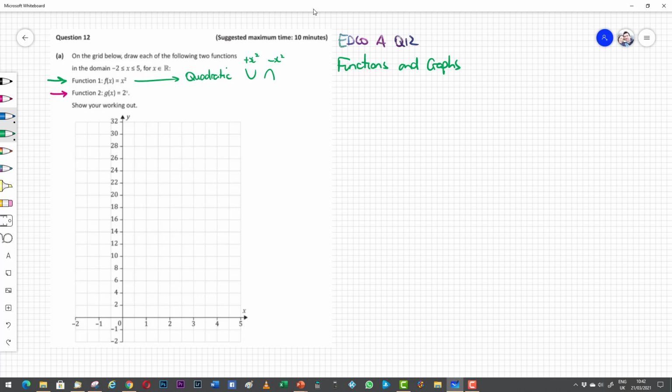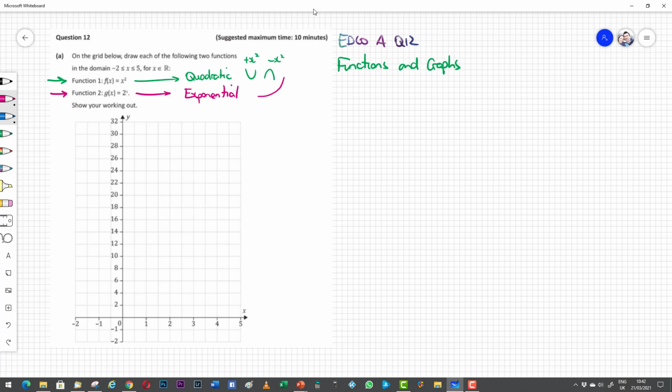The second function, g of x is equal to 2 to the power of x. So when x is in the power, we know that that's an exponential function. And exponential functions are functions that start quite low and then they rise high quite quickly. And so that's the shape of that function when we go to draw it.